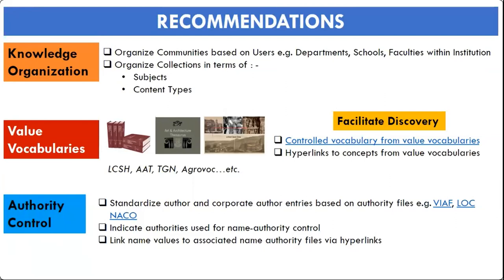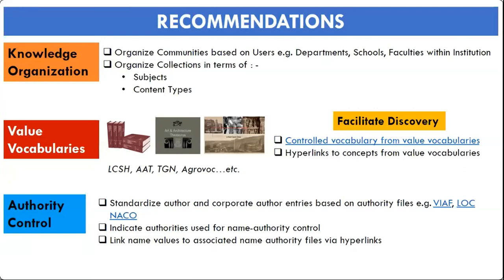Then also we recommend implementation of value vocabularies to facilitate discovery. We need a controlled vocabulary from value vocabularies such as LCSH, AAT, TGN, AgroVoc to be indicated, and hyperlinks to the concepts to be provided from the value vocabularies. This will assist discovery through the semantic web.